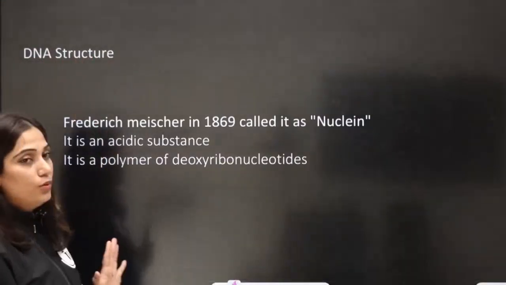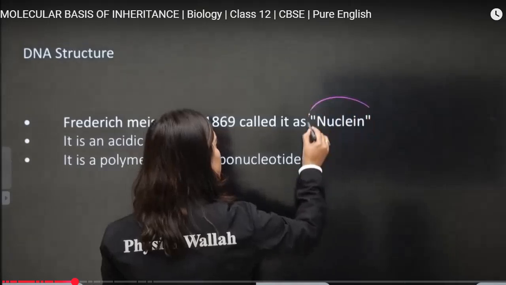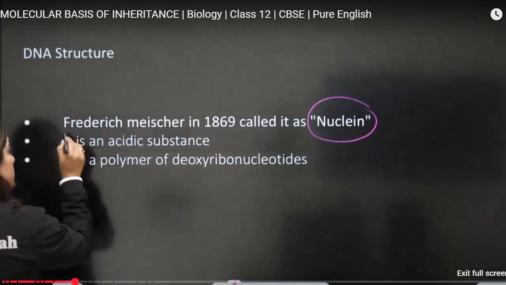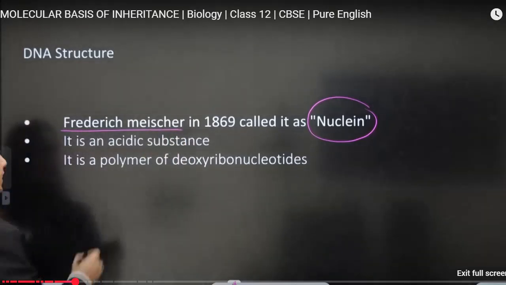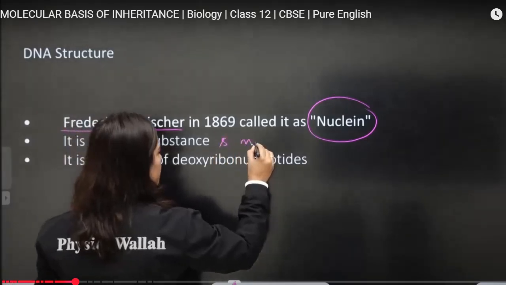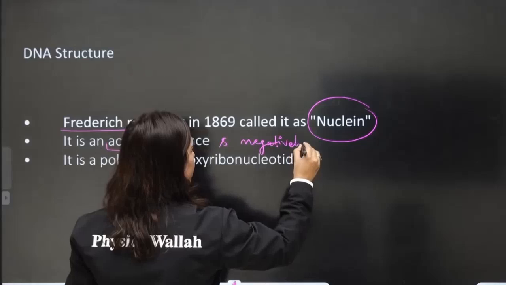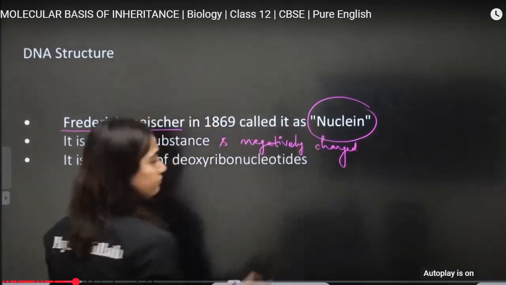As you all know, DNA was first termed as nuclein. It was first termed as nuclein by the scientist Frederick Miescher. And we know that DNA is an acidic substance and it is negatively charged. Okay?